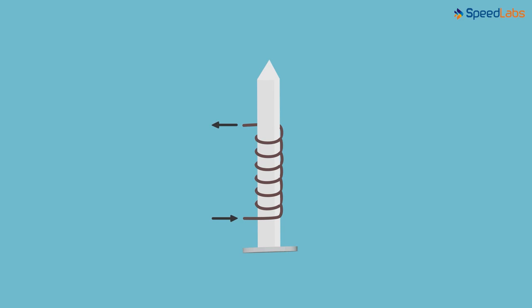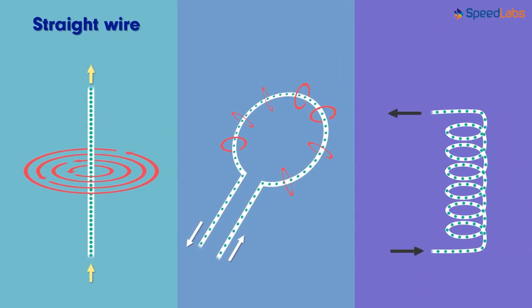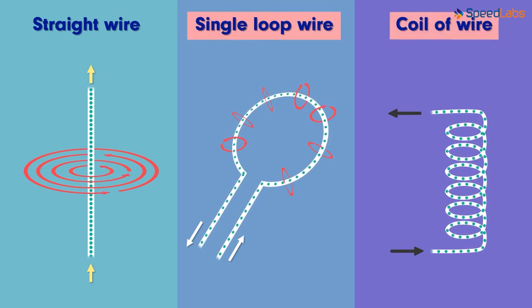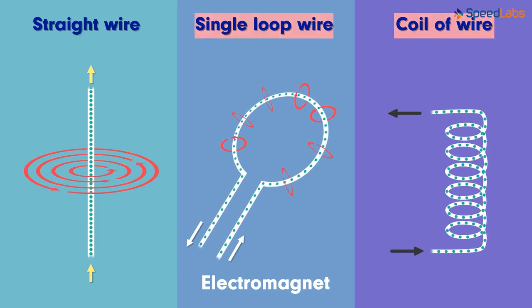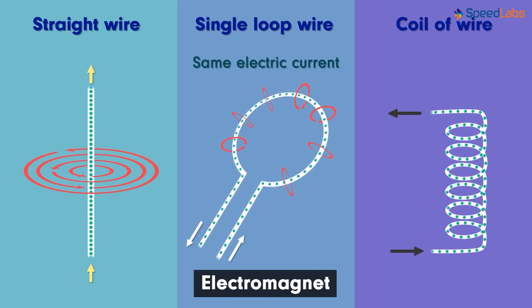We will see one last thing before ending the video. Now, when the current flows in a straight wire, the wire becomes a magnet or an electromagnet. Now look at these two cases. This is one loop and this is a coil of multiple loops. Now this loop as well as the coil is an electromagnet. All three here are electromagnets. Assume that the same amount of electric current is flowing in each case. So which is the strongest magnet among the three? What do you think?